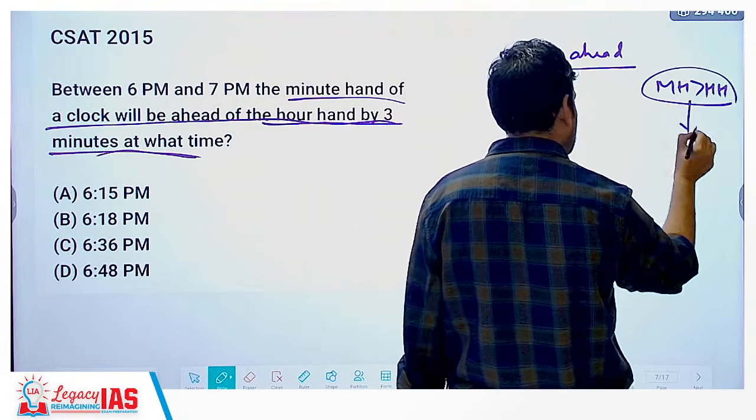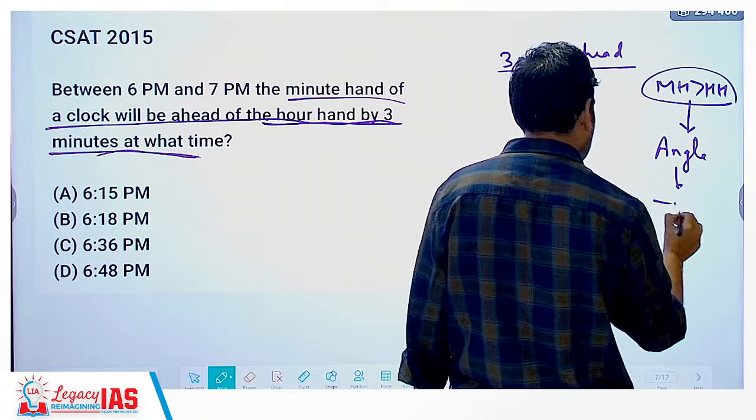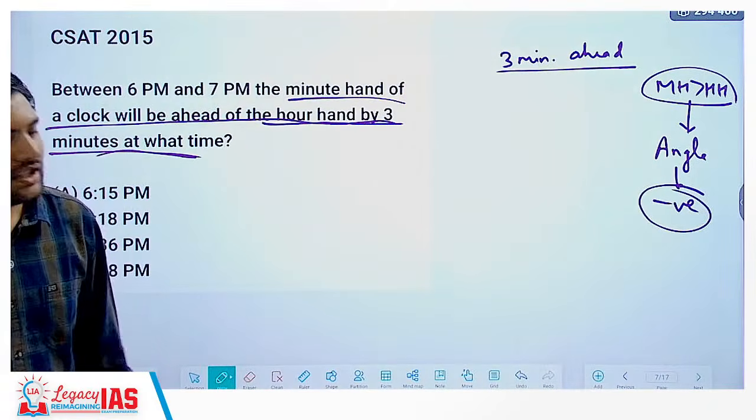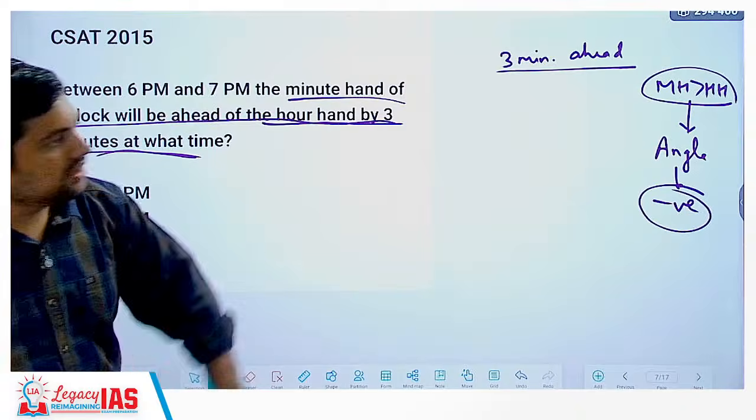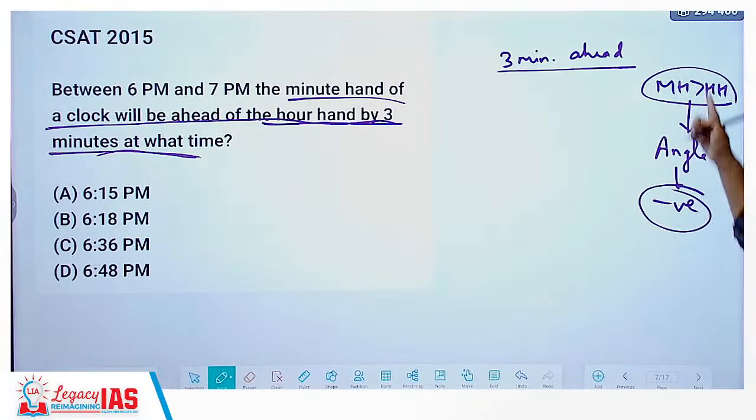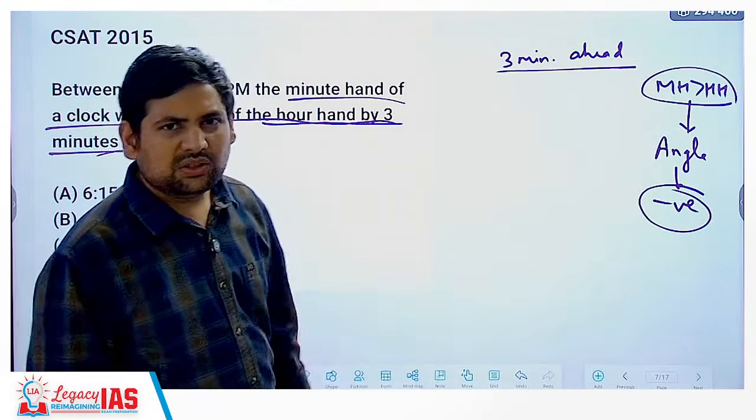That means whatever is the angle, it has to be negative. Okay, this you had to guess from the question because it was saying that the minute hand is ahead of hour hand. That means the angle would be negative. Now, 3 minutes is equivalent to what angle?